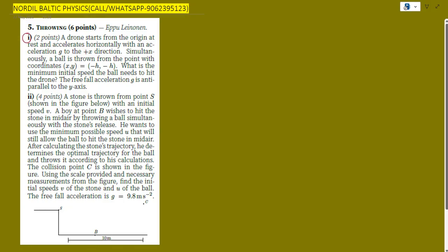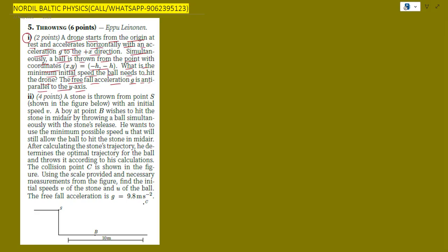Question number one. A drone starts from the origin at rest and accelerates horizontally with an acceleration g to the plus x direction. Simultaneously, a ball is thrown from the point with the coordinates x, y, that is minus h, minus h. What is the minimum initial speed the ball needs to hit the drone? The free fall acceleration g is anti-parallel to the y-axis.